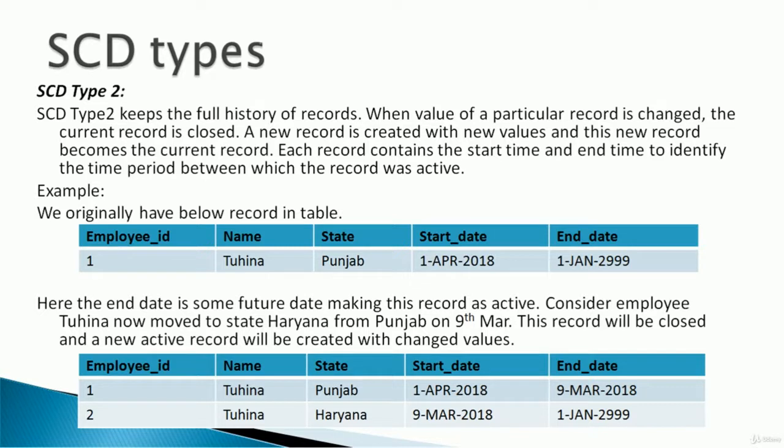Now we have another record with employee ID 2, name would remain as Tuhina, state would be Haryana. This is the changed state. Start date would be the as of date, 9th March 2018, and the end date would be some future date, that is 1st Jan 2999, to make this record the active one now. So the active record is 1 with state as Haryana.